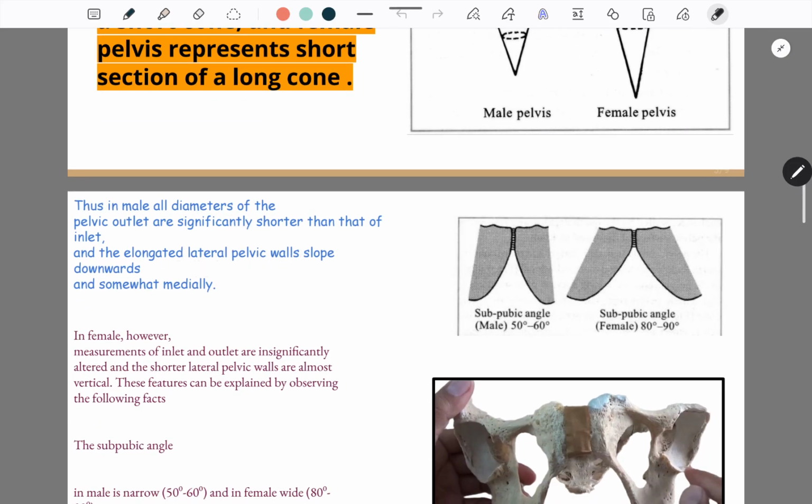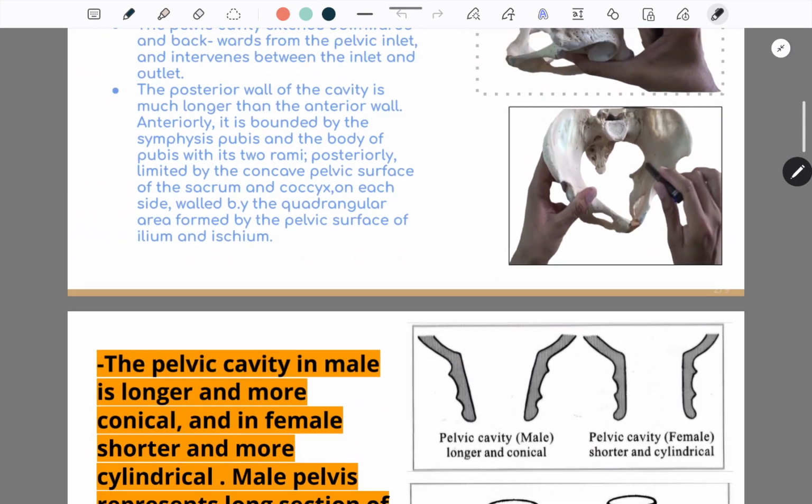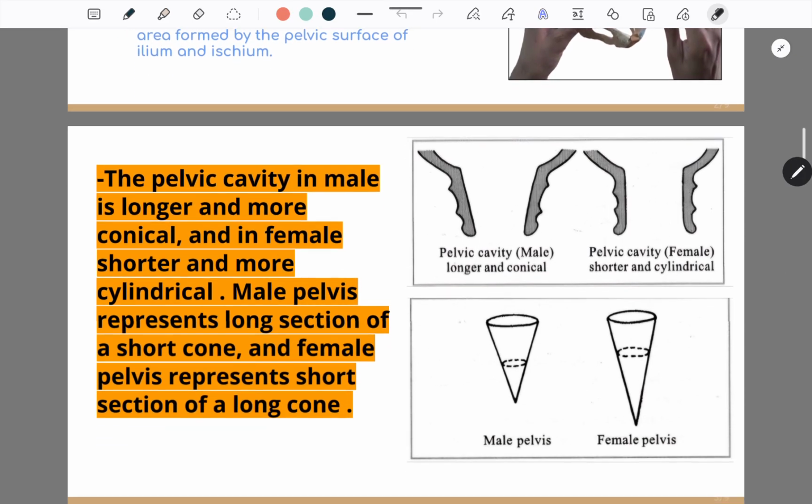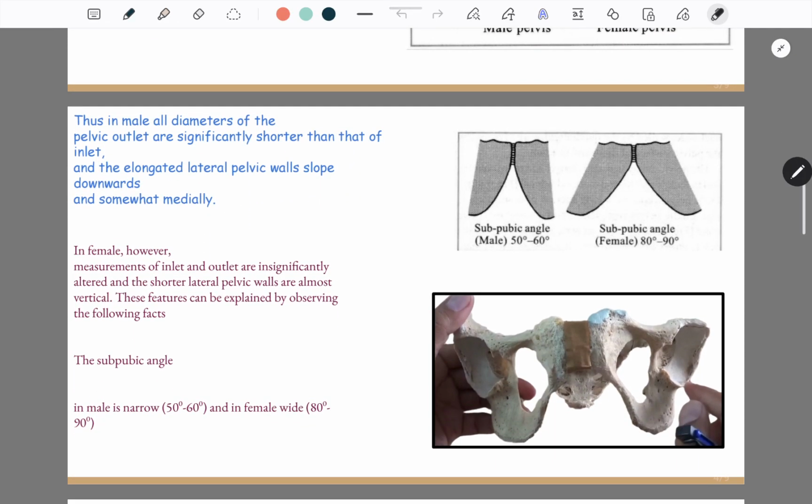And the elongated lateral pelvic walls slope downwards and somewhat medially. The lateral wall is here, and it slopes downwards and somewhat medially. In female, the measurements of inlet and outlet are insignificantly altered, and the shorter lateral pelvic walls are almost vertical, so they are cylindrical.